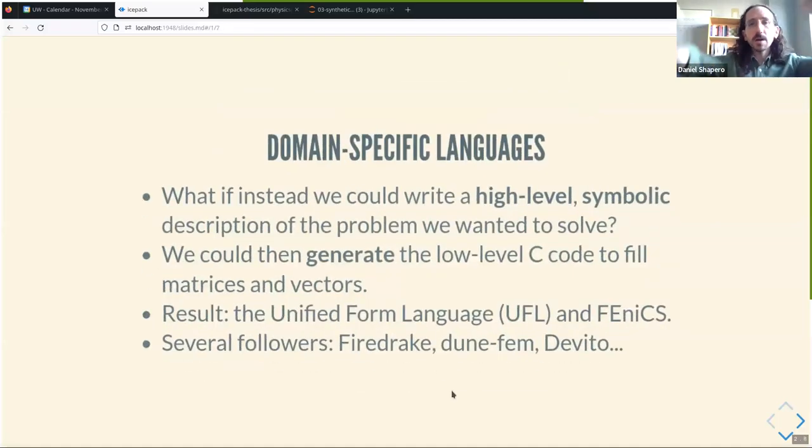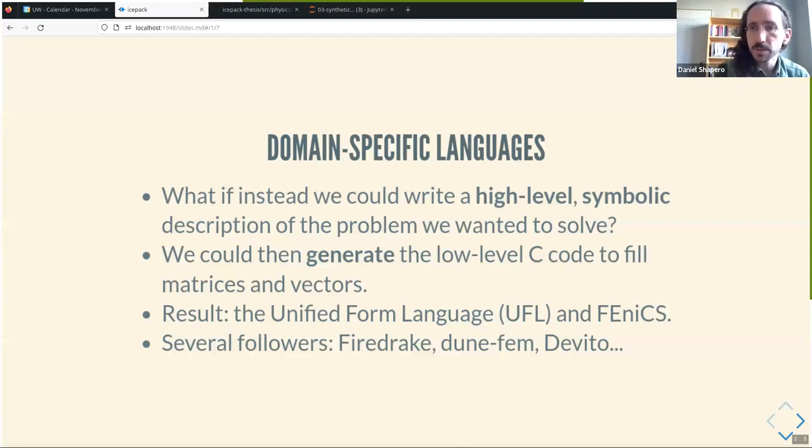Okay, so where Firedrake kicks off is, instead of writing a lot of the low-level C or C++ code, could we instead use a high-level symbolic description language to describe the problem that we want to solve, and have someone write a compiler, basically, which will automatically generate all the low-level C and C++ code to fill matrices and vectors. The result of this, originally in 2004, was called the Unified Form Language, and a software project called FEniCS. I am using an offshoot of FEniCS called Firedrake, but there have been others.